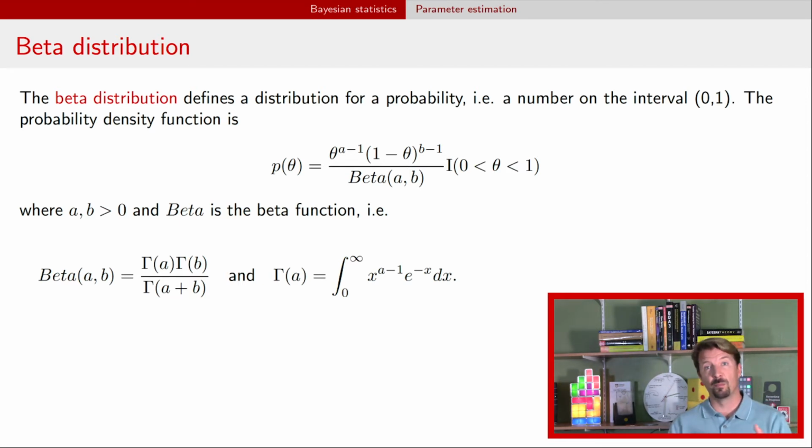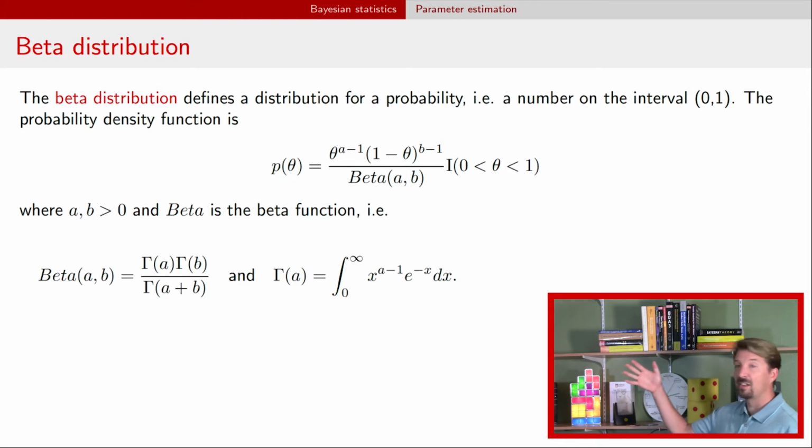Okay, so a couple of properties of this beta distribution. First off, it has two parameters, A and B. Those are typically both referred to as shape parameters, and so there's not really much distinguishing between the two. In a moment, you'll see that A is related to the number of successes, and B is related to the number of failures. Okay, at least in the context of a binomial model.